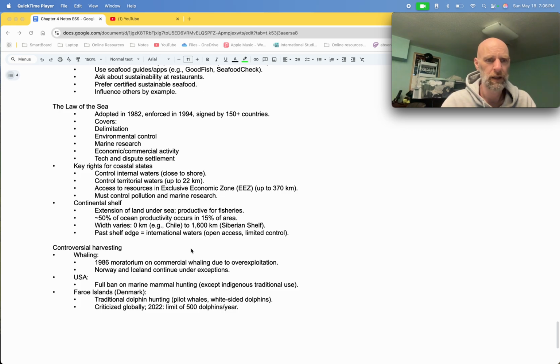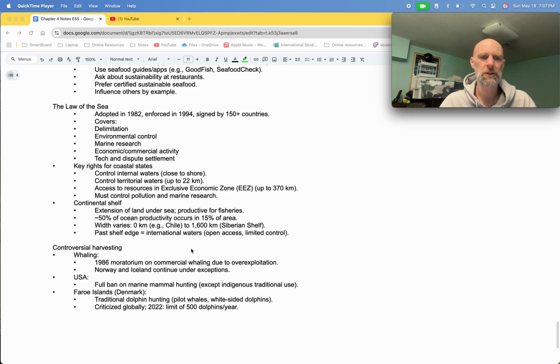Key rights for coastal states: when they say coastal state, that's not the United States, it's countries. They control internal waters close to the shore. They control territorial waters up to 22 kilometers. They have access to resources in exclusive economic zones, EEZ, up to 370 kilometers out. And they must control pollution and marine research.